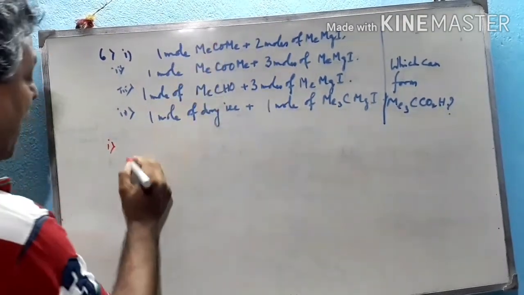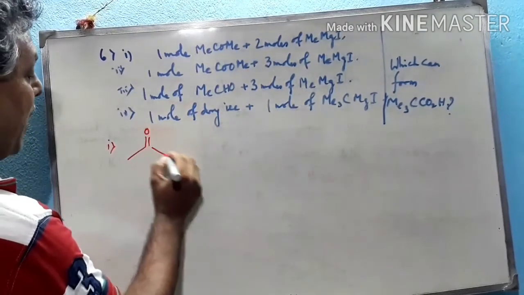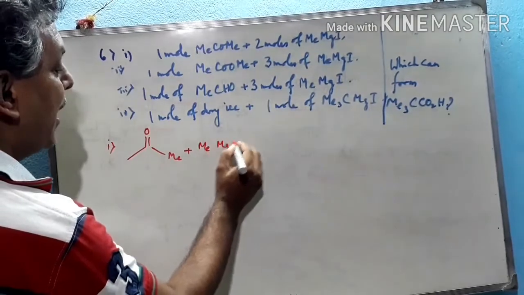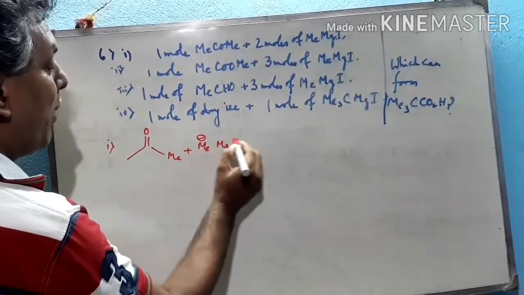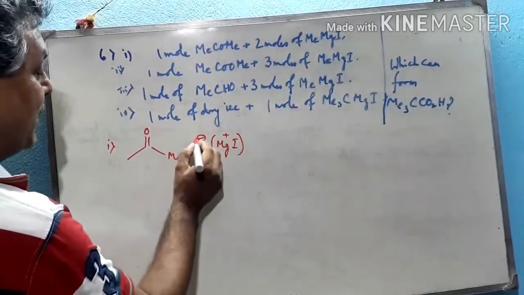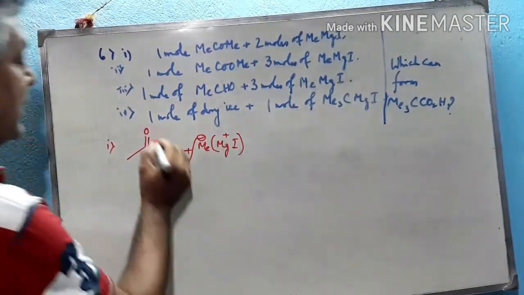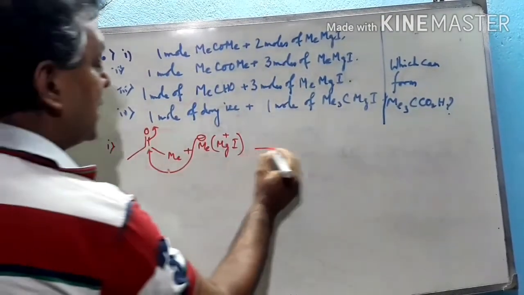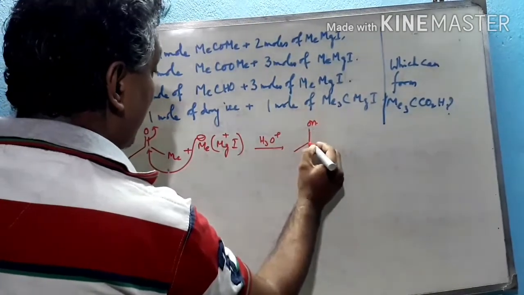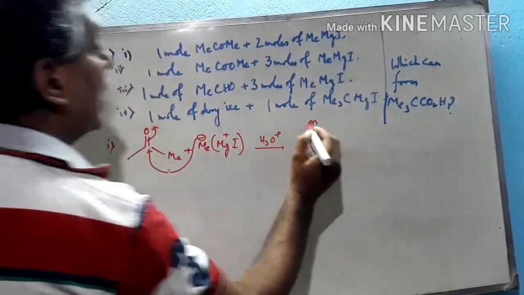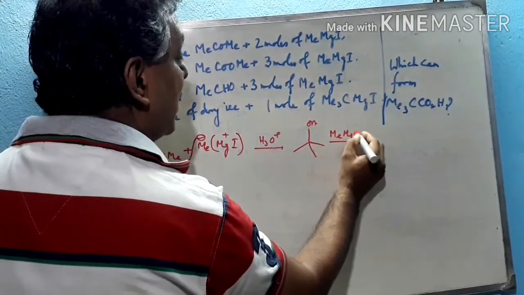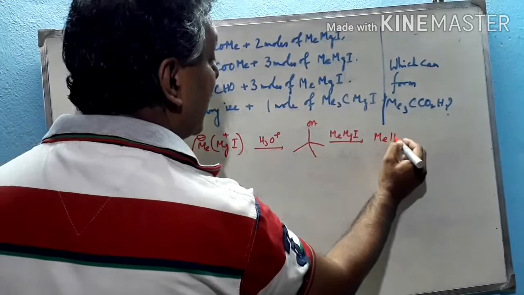Number 1, 1 mole of MeCOMe. This compound, when treated with a Grignard reagent like MeMgI, we know that in between these two parts, this will be negatively charged and MeMgI is positively charged. So methyl attacks this nucleophilic center and dissociates the double bond. In presence of H3O plus, it forms the alcohol with OH, methyl, methyl.